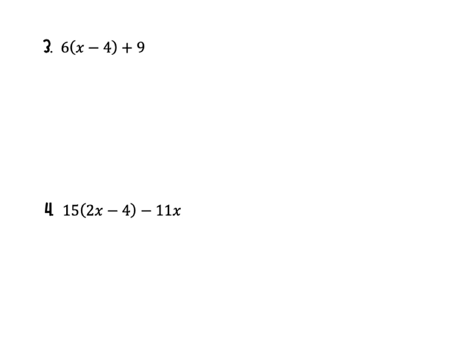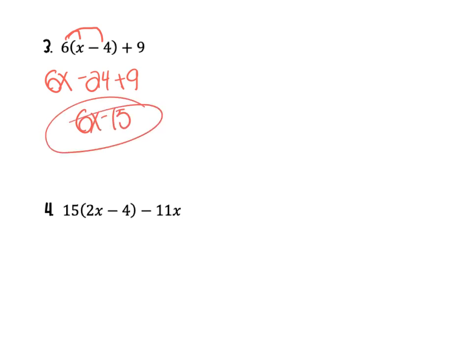Number 3, I have 6 times the quantity of x minus 4 plus 9. So here I'm going to distribute in the 6 to the x and to the 4. 6 times x is 6x. 6 times negative 4 is a negative 24. And then I have my plus 9. When I combine negative 24 and 9, I get 6x minus 15 as my final answer.